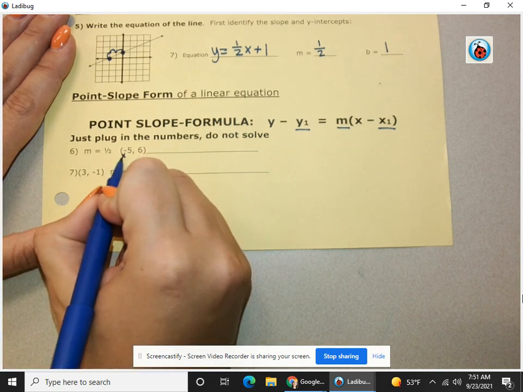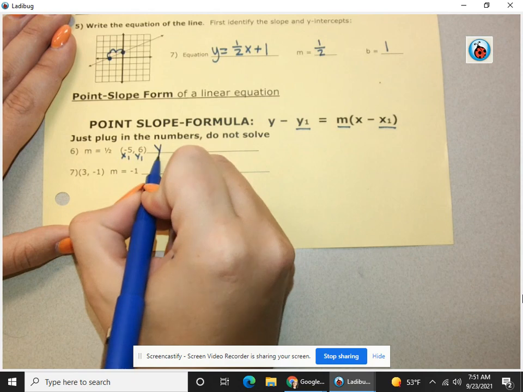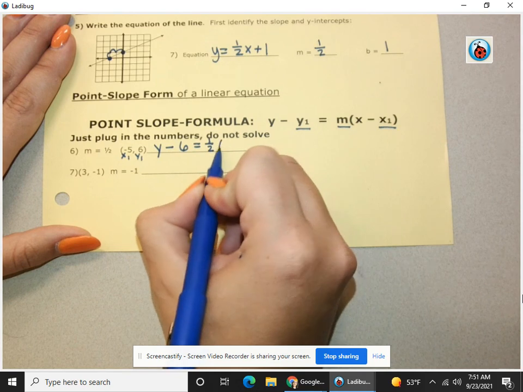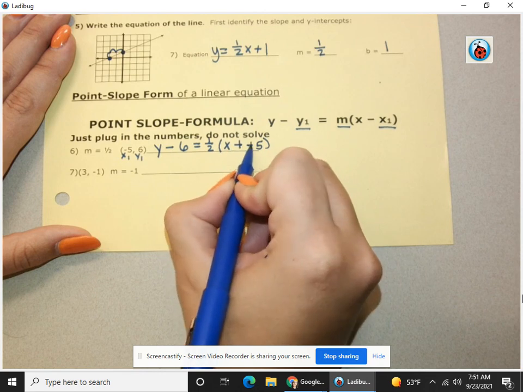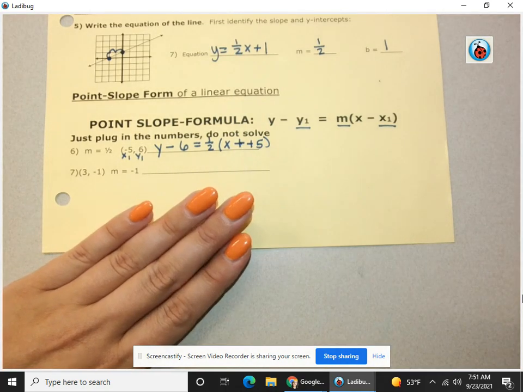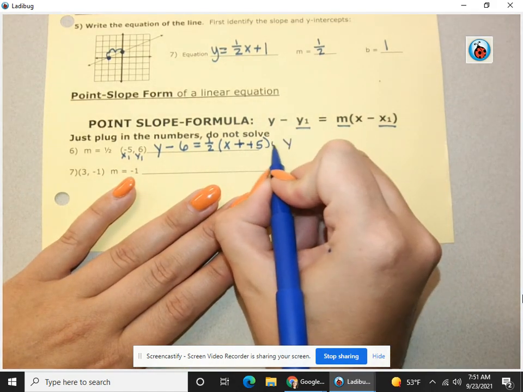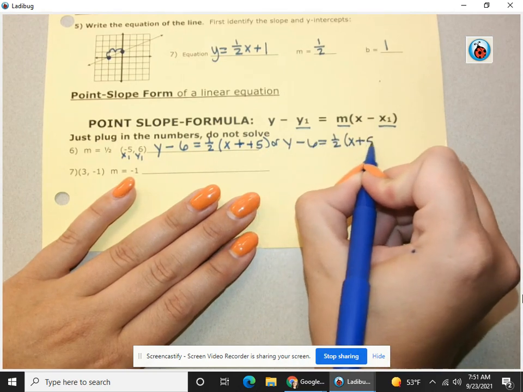So I'm going to label these just like I did when we were doing the slope formula, y2 minus y1 over x2 minus x1. So I have y minus, my y1 is 6, equals m, which is 1/2, times x, minus my x1, which is -5, which makes this a positive. Okay? Now, on your stuff, it's not going to have 2 plus signs like I do. It's just going to have 1, and so the equation would really be y minus 6 equals 1/2 times x plus 5.